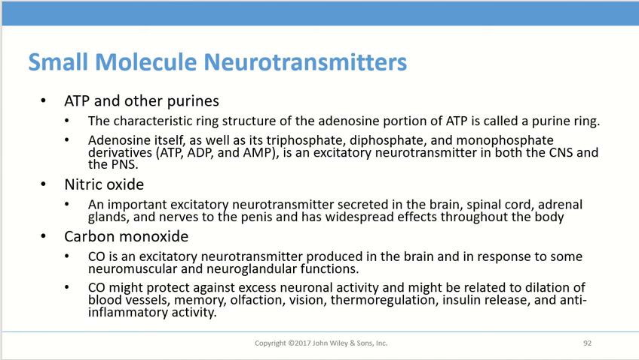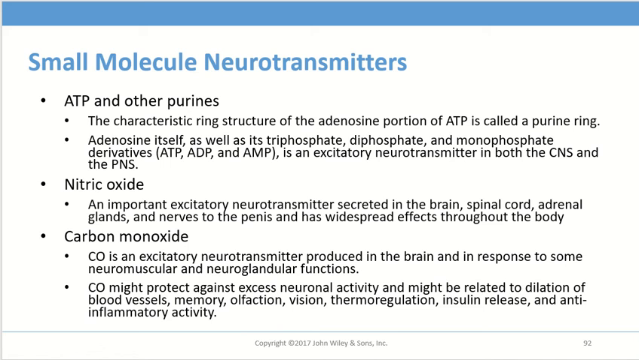So adenosine itself, as well as the triphosphate, diphosphate, and monophosphate derivatives, ATP, ADP, and AMP, are going to work as excitatory neurotransmitters in both the central nervous system and the peripheral nervous system. We also have something called nitric oxide, an important excitatory neurotransmitter that's secreted in the brain, the spinal cord, the adrenal glands, as well as in the nerves of the penis, and has a widespread effect throughout the body. So that's an important one.